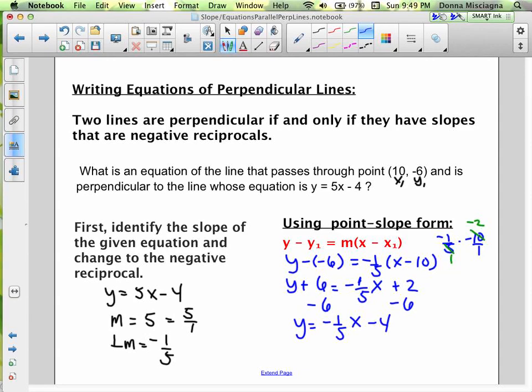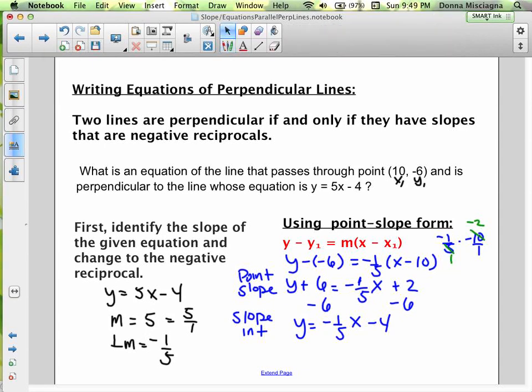And there we go. This one here is the point-slope form, and this one here is the slope-intercept form. So long as you can multiply, add and subtract, you're not going to make any errors going from point-slope to slope-intercept form, and you don't have to, since the equation's all done.